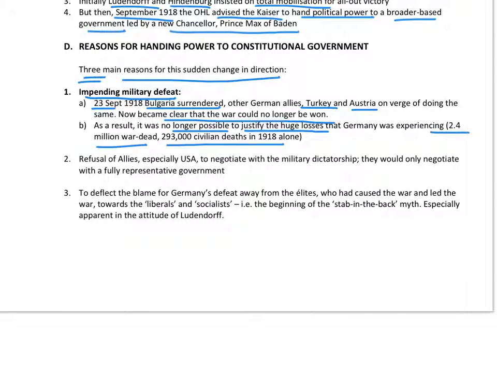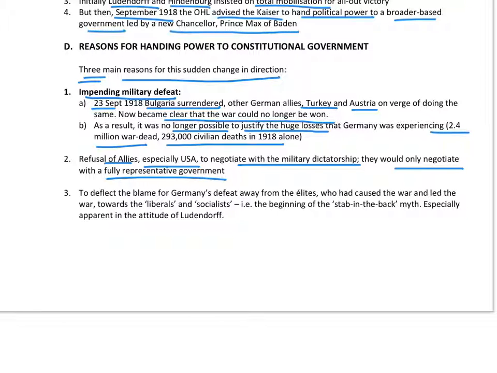Okay. Second reason for the sudden change in direction was the attitude of the USA, the refusal of the Allies, particularly Woodrow Wilson, to negotiate with the leaders of Germany, because the leaders of Germany were a military dictatorship. Woodrow Wilson would only negotiate a surrender with a government that represented fully the German people.